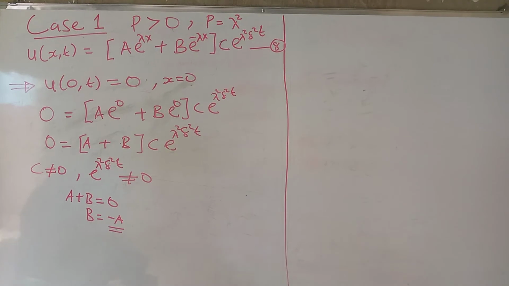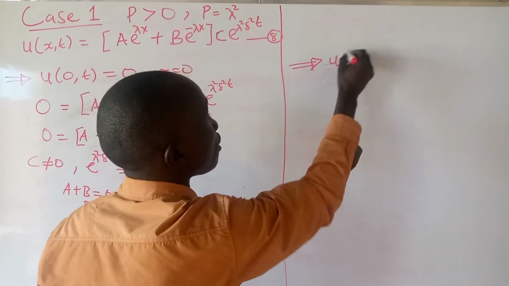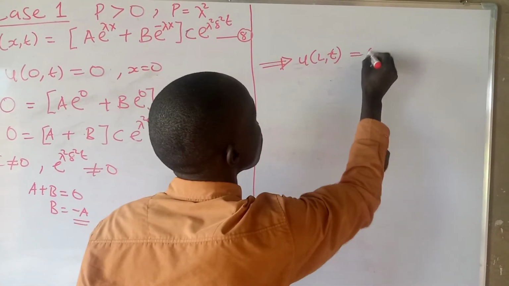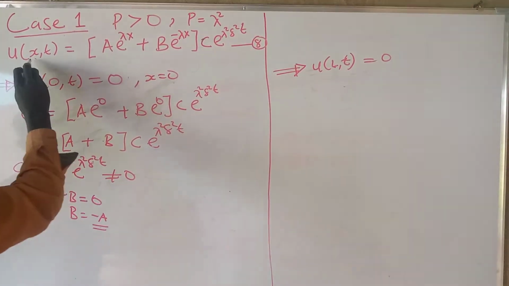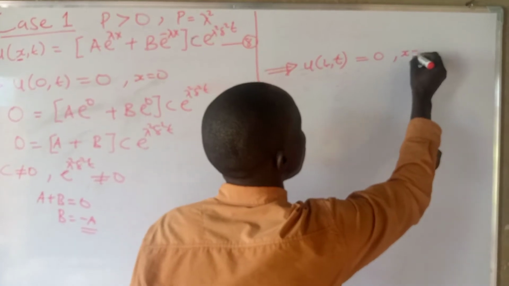So the second boundary condition is when x is equal to L. Let me write this here. U(L, t) is the same as 0. That means our x, if we compare with this, our x is L. So that means here x is equal to L.